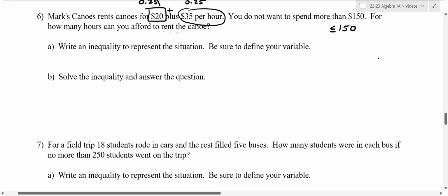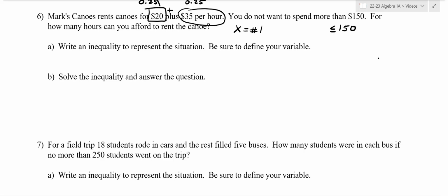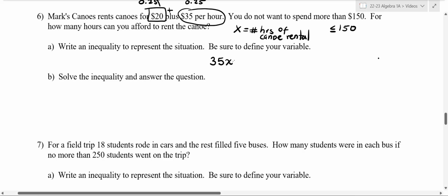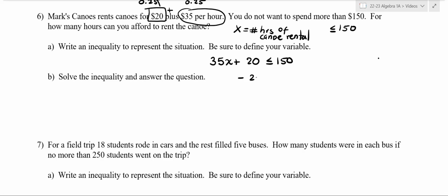For how many hours can you afford to rent the canoe? All right, so x is going to be the number of hours of rental. So $35 per hour, so it's going to be 35x plus the $20 fee. All of this has to be less than or equal to $150. All right, so now you have the inequality, so now let's solve.